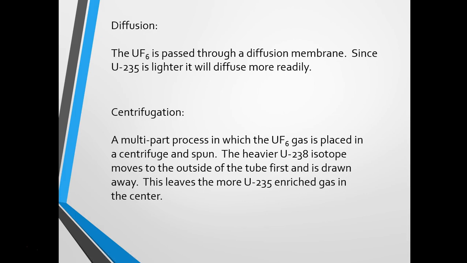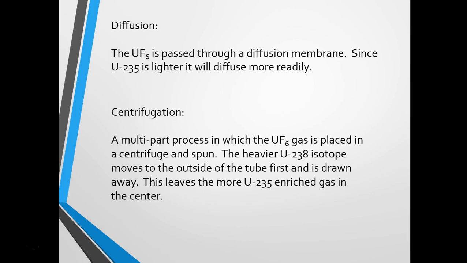So in diffusion, the UF6 is passed through a diffusion membrane. Now, diffusion, you remember, is how quickly a gas will spread throughout an open space. Now, the lighter gas is lighter, so it will diffuse at a more rapid rate. So this is one way they can separate out those two gases.